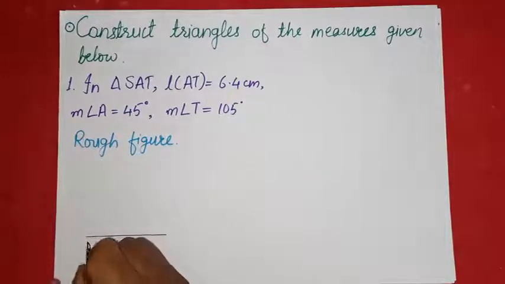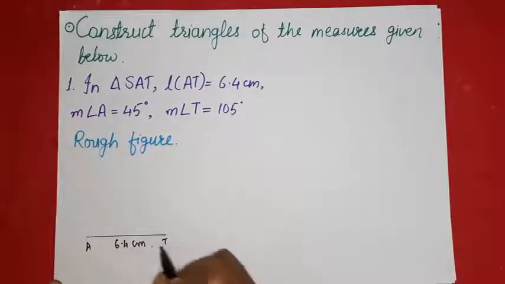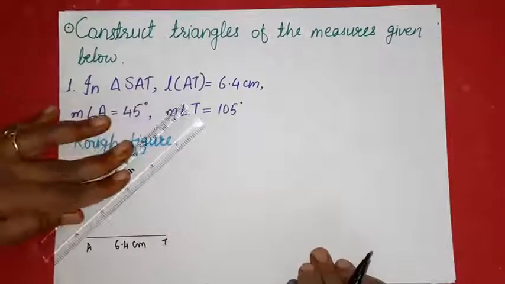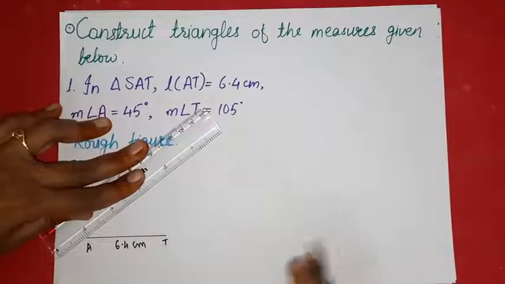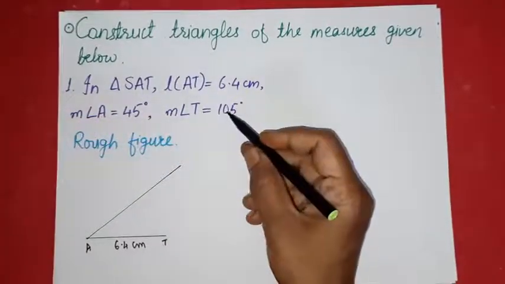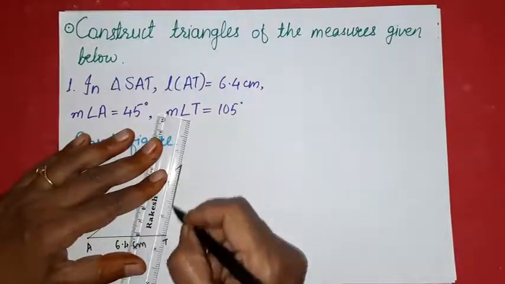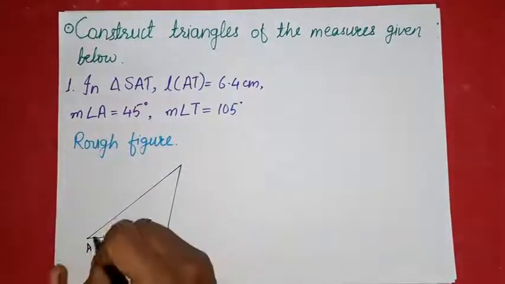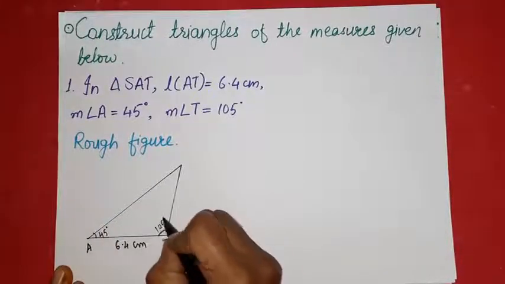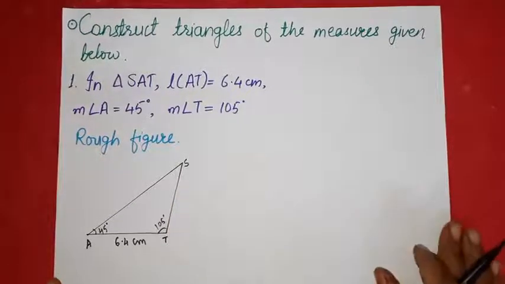Give the name AT to this segment. Here it is of 6.4 cm, so we will write its measure. Now angle A is of 45 degree, that is it is an acute angle. So we will show acute angle in the rough diagram. Now here measure of angle T is 105 degree, it is an obtuse angle. So we will show obtuse angle in the diagram. Now write the measures here, 45 degrees and 105 degrees. Here this vertex is S. So this is the rough diagram ready in front of you.